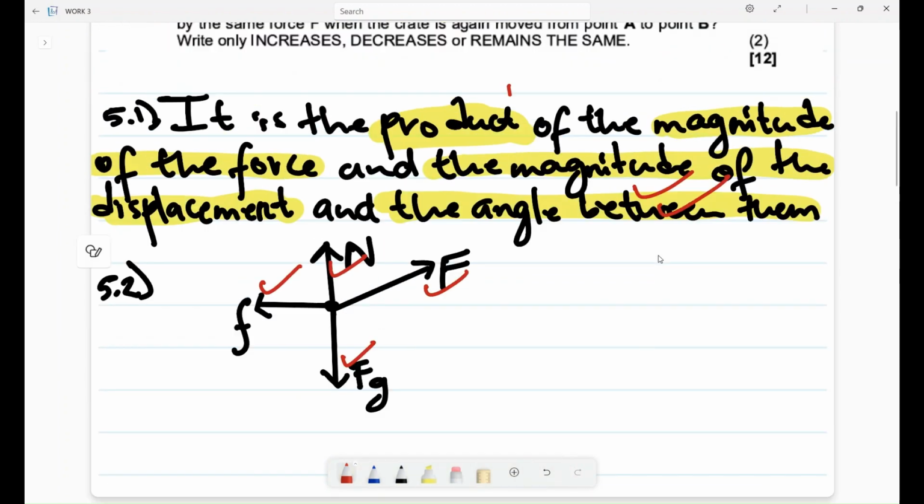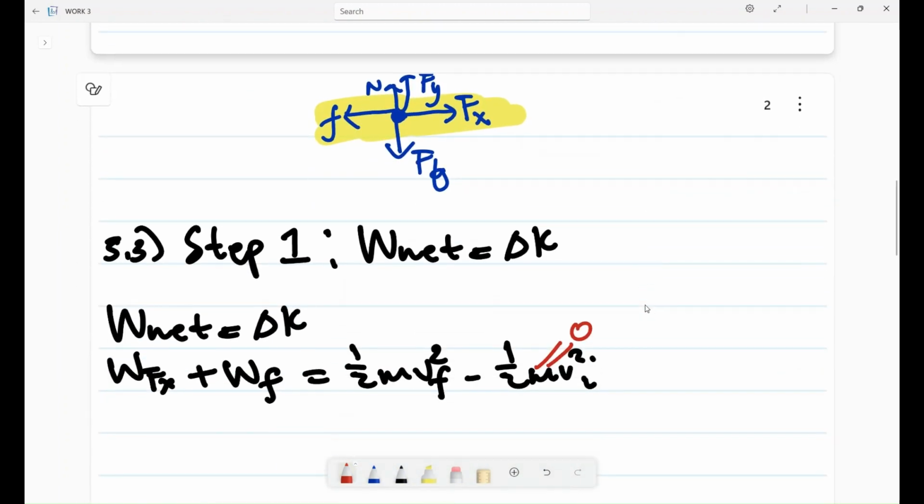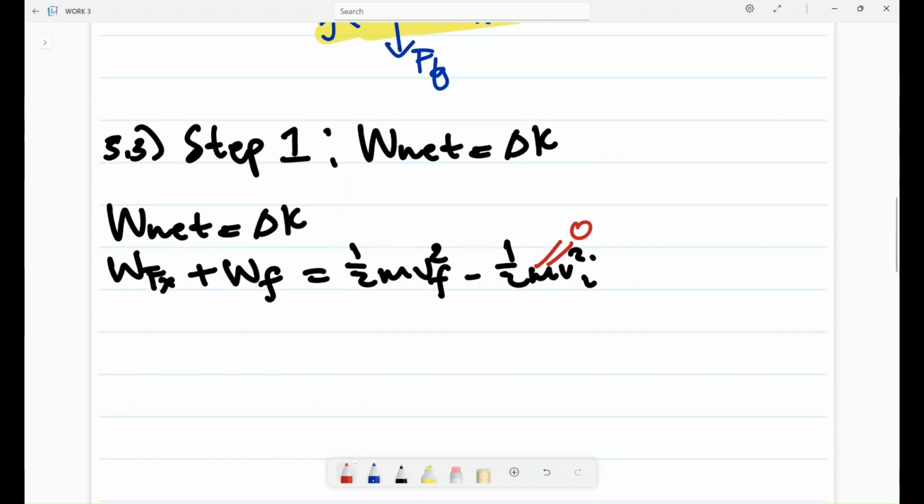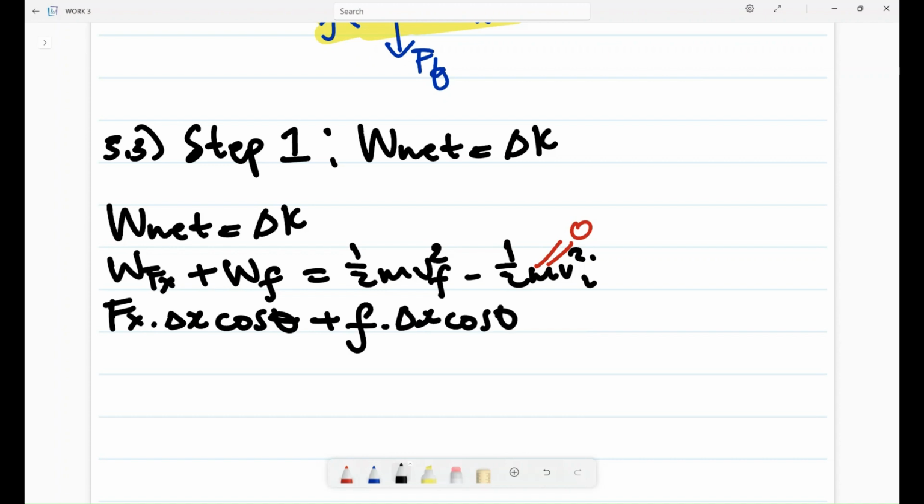Why? Because our initial velocity here is how much? It is 0. We all agree. Yes. So when I substitute further, it's going to be, what is Fx? Okay, let's just say Fx multiplied by change in x cosine of my angle, plus friction multiplied by change in x cosine of my angle. It is equal to half mv squared final minus 0. Just include this if you avoid substituting here.